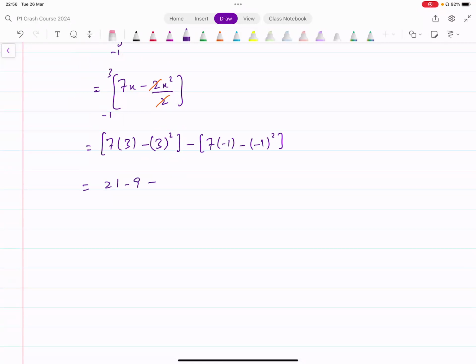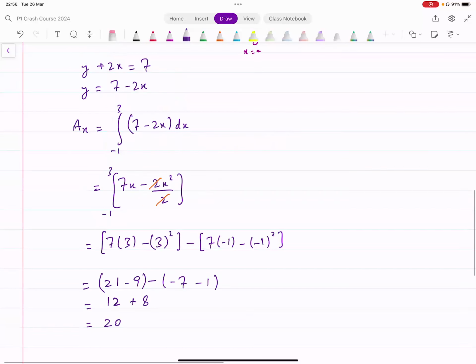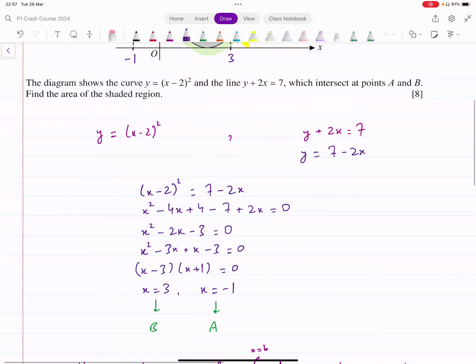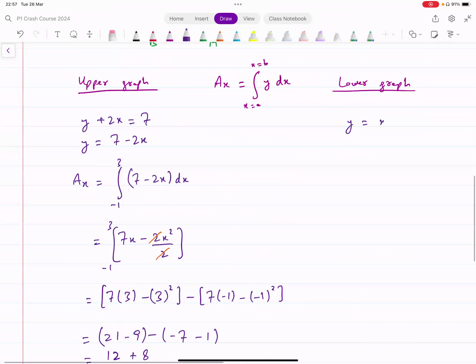21 minus 9 minus minus 7 minus 1. Okay, and that is 12 minus minus 8, so that's 12 plus 8, and that's 20. This is the area between the upper graph and x-axis. Similarly, you find the area between the lower graph and x-axis. What's the lower graph? The other function is y equals (x minus 2) whole squared. Do the same thing with this.